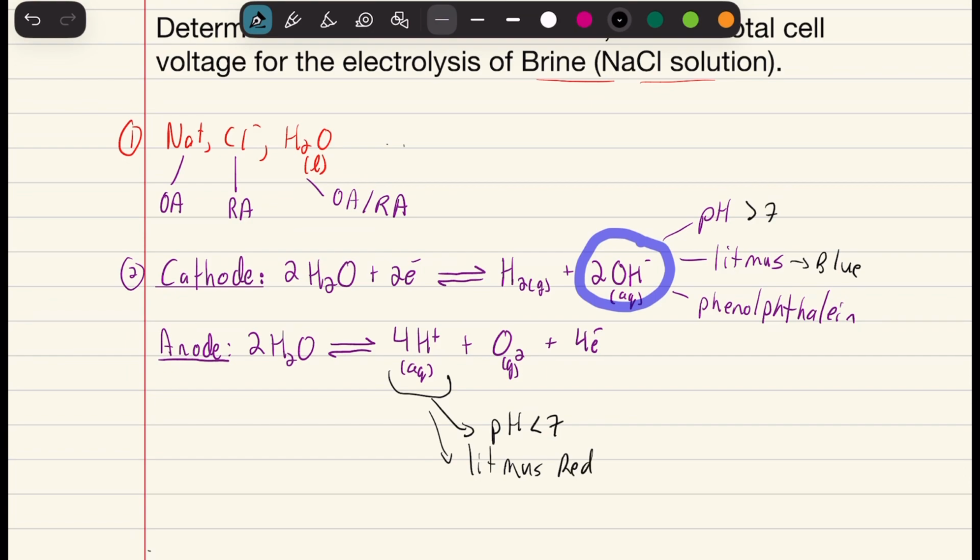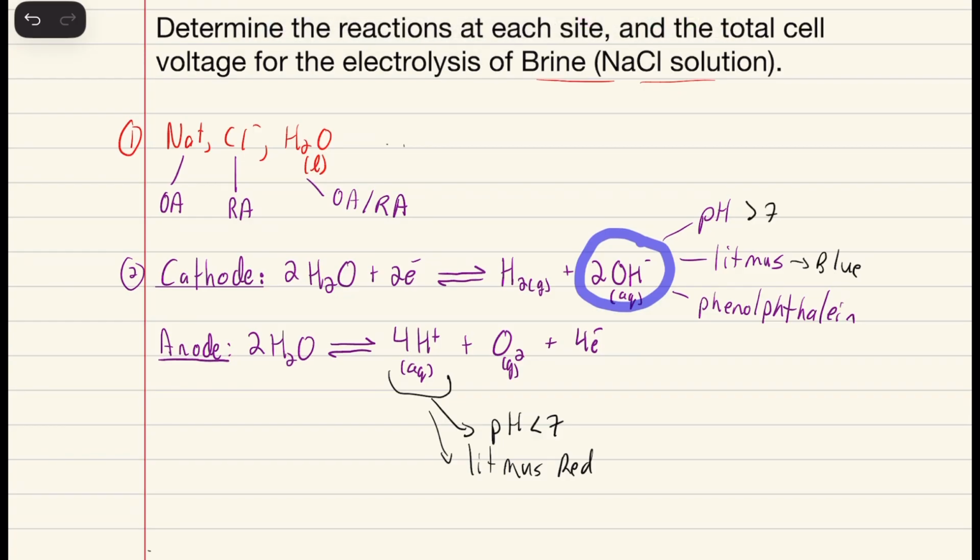And then for indicators, you could use bromothymol blue. It'll turn a nice yellow color. So what we're going to do is we're going to actually put this, you could say, system to test. We're going to electrolyze brine solution, and we're going to verify and see if these are indeed what they produce.